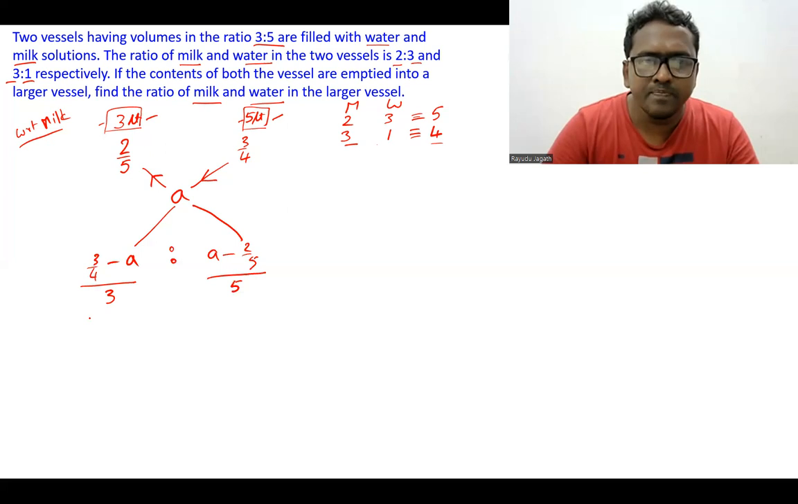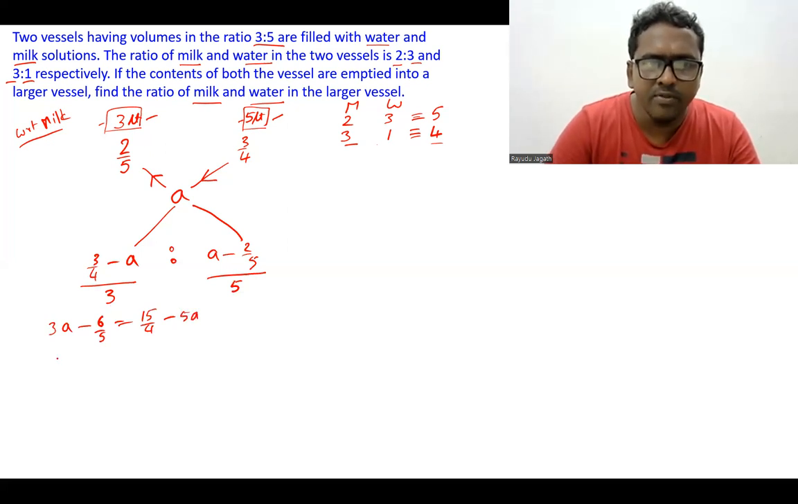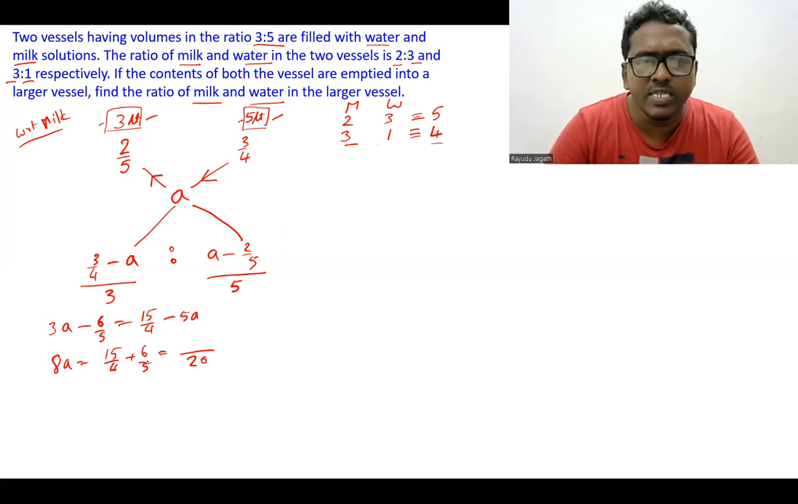3 into A, 3A minus 3 into 2/5, 6/5, is equal to 5 into 3/4, 15/4, minus 5A. And now you write 5A towards left hand side. It will be 8A is equal to 15/4 plus 6/5. So what is the LCM? 20. Numerator part will be 15 times 5, 75, plus 6 times 4, 24.